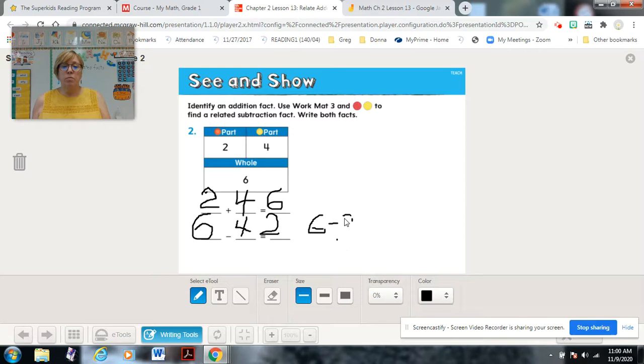And as we know, Mrs. Karras is not good with the mouse for writing. Okay, 6 minus 2 equals 4. You only needed to do one. But if you have this one, you're correct. If you chose to write this one, you are correct. All right? Good job.